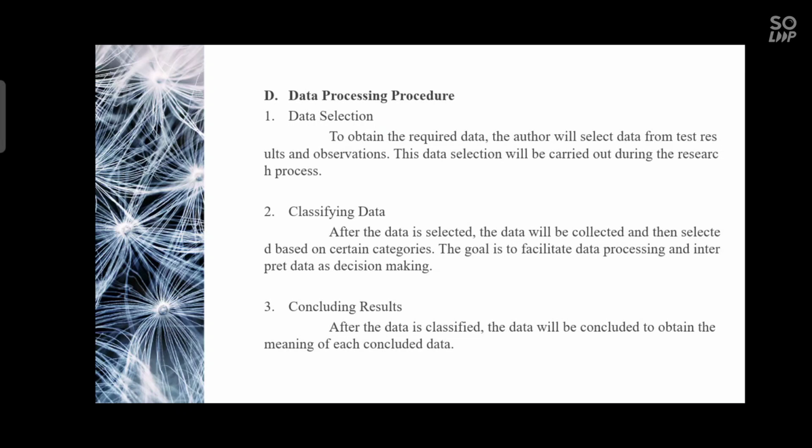D. Data processing procedure. First, data selection. To obtain the required data, the author will select data from test results and observation. This data selection will be carried out during the research process. Second, classifying data. After the data is selected, the data will be collected and sorted based on certain categories. The goal is to facilitate data processing and interpret data for decision making. Third, concluding results. After the data is classified, the data will be concluded to obtain the meaning of each concluded data.